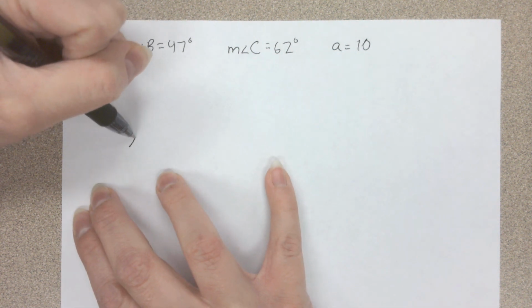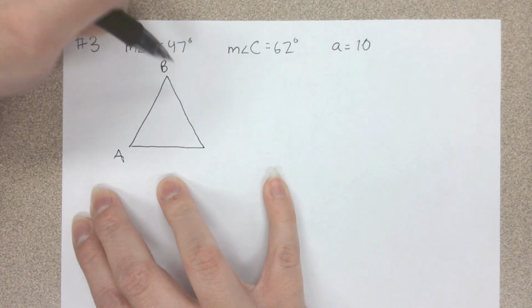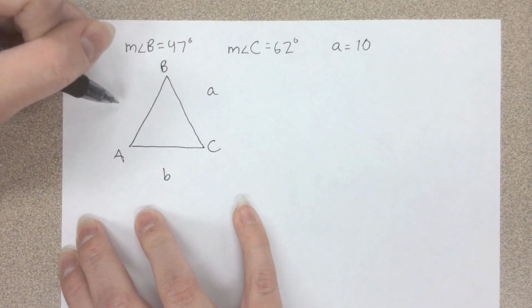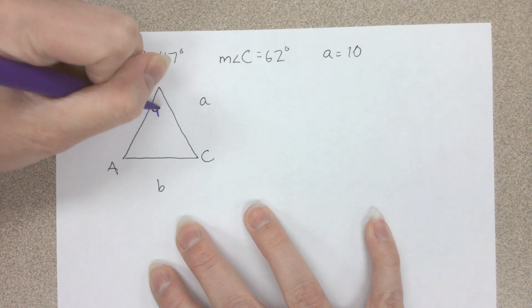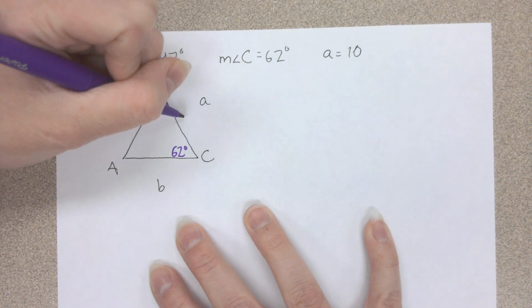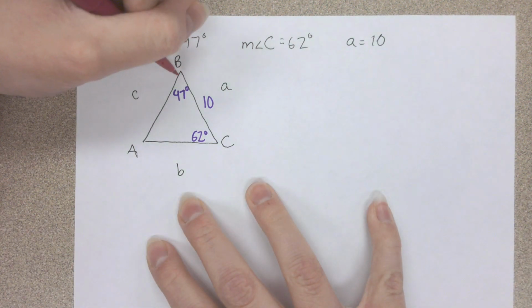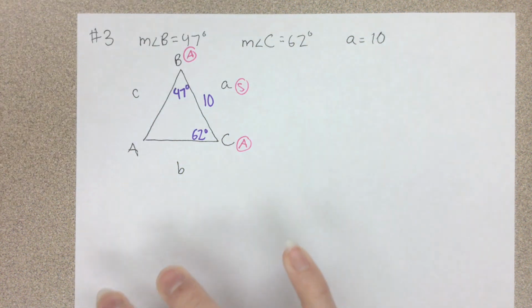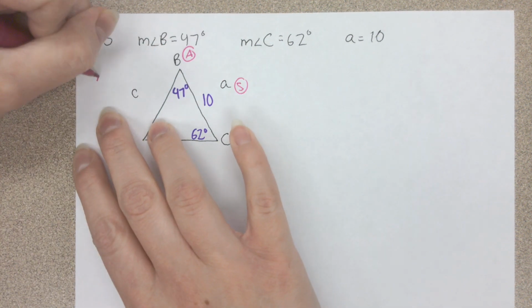First thing I'll do is draw the triangle ABC. And then the sides ABC. Let's see, angle B is 47 degrees, angle C is 62 degrees, and side A is 10. And we have an angle here, a side here, and an angle here. Hopefully you can clearly see this spells out ASA. We have a side in between the 2 angles.